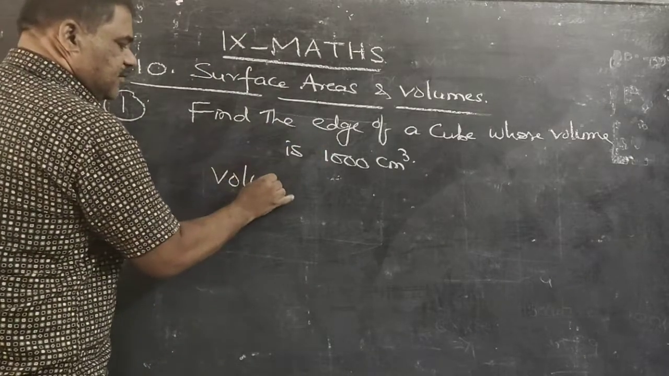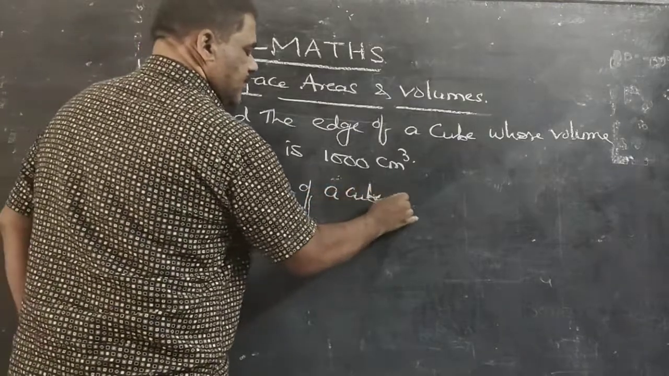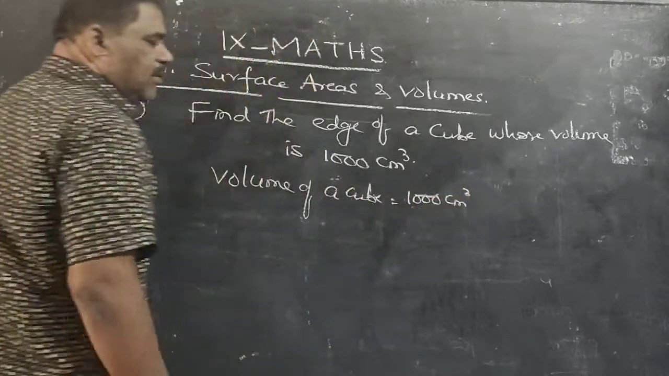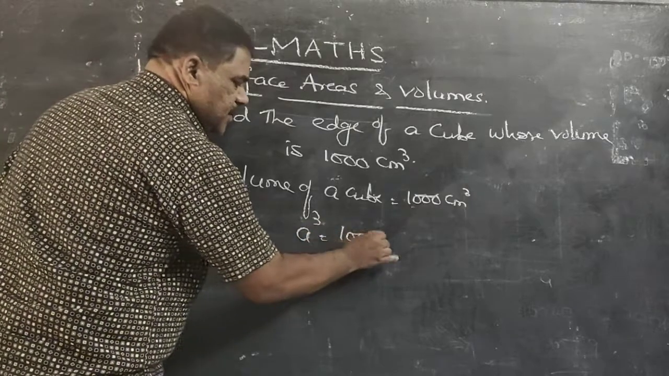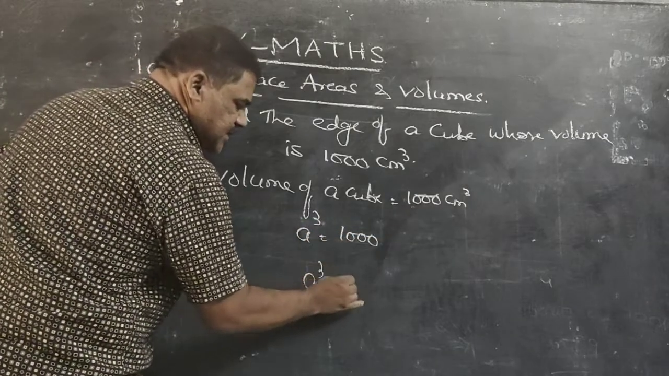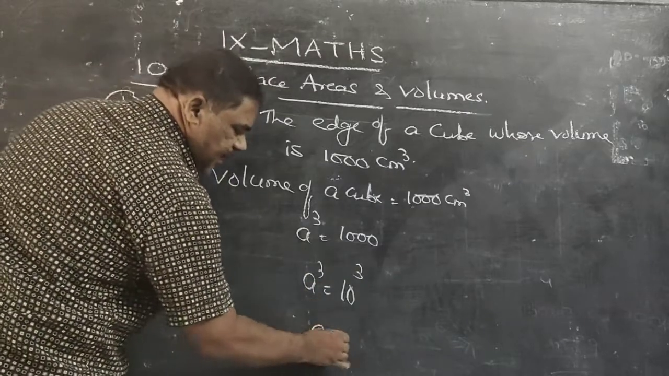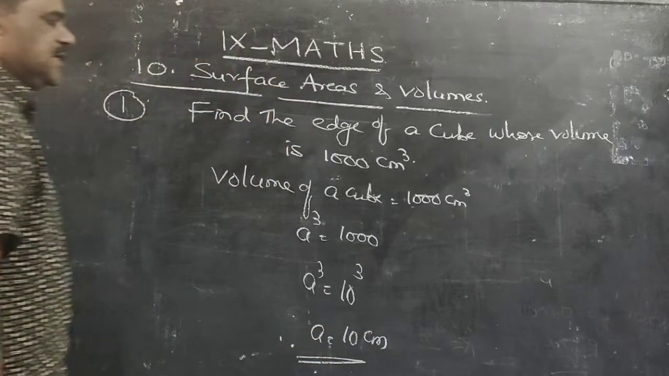So let us take that the volume of a cube is equal to 1000 cm³. Volume of a cube is given by the formula, a³ is equal to 1000. Now 1000 can be written as 10³. If you compare, then we will get a is equal to 10 cm. The edge of the cube is 10 centimeters.